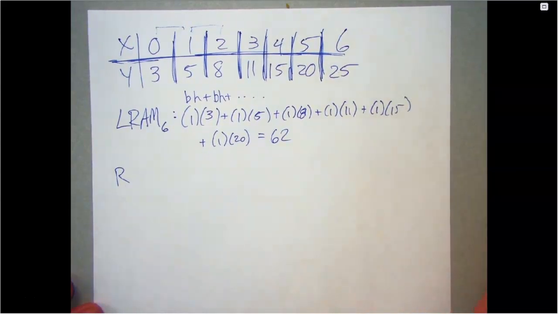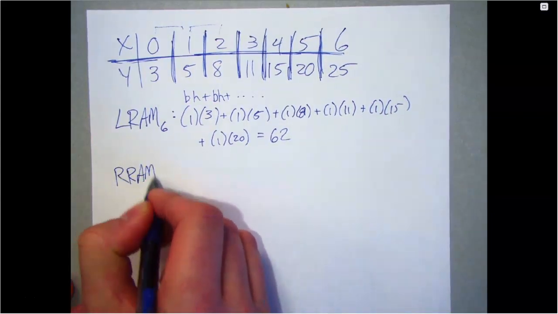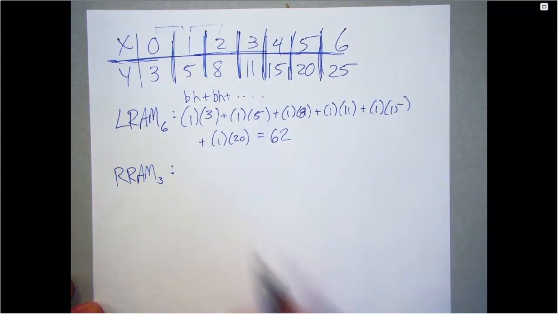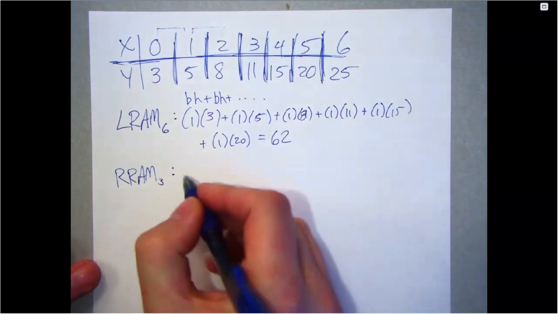So what I'm going to do is right-hand, RRAM. So I'm going to change it though. I'm going to do RRAM 3. So that means I only want 3 rectangles. So then what's the base of each rectangle going to be? 2. Because I got 6 units wide, 3 rectangles.